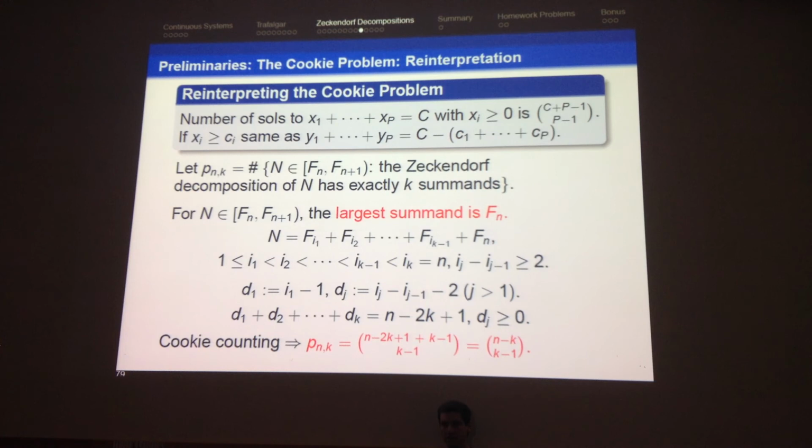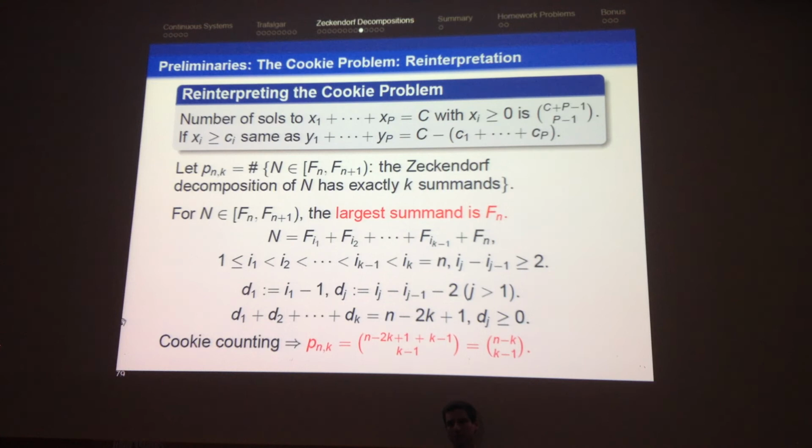What does it mean to have k summands? Well, it means I have k summands chosen, maybe F_{i1}, F_{i2}, F_{i3}. And I'm going to have gaps: the gap up to the first summand, then the gap from the first summand to the second, to the third, and so on. I'm not allowed to choose adjacent Fibonacci numbers, so all the gaps have to be at least 2, except for the first one, which has to be at least 1. So when you do a little bit of algebra, it turns out that this is equivalent to the cookie problem.